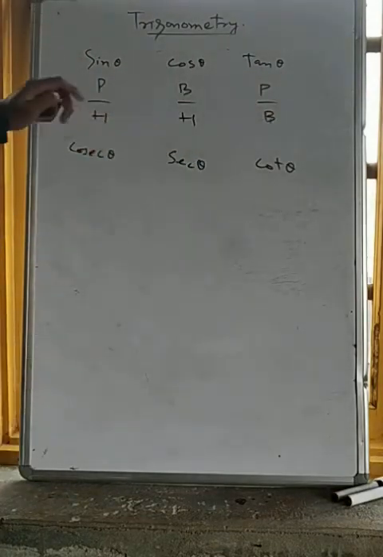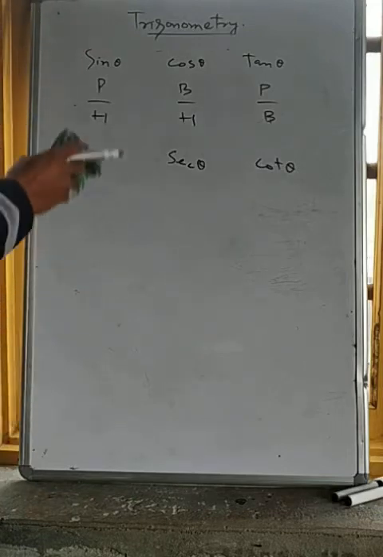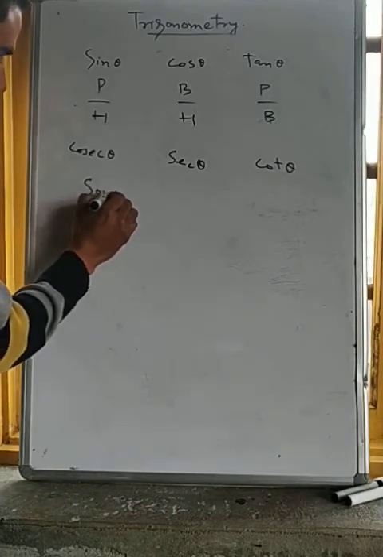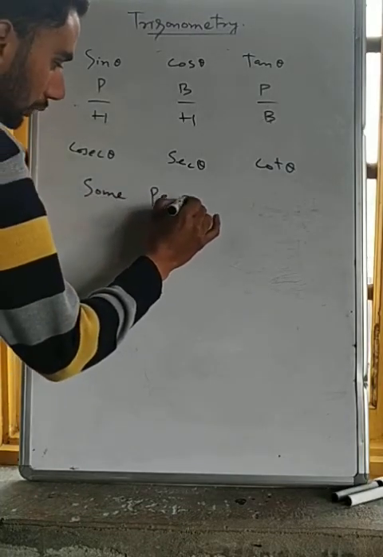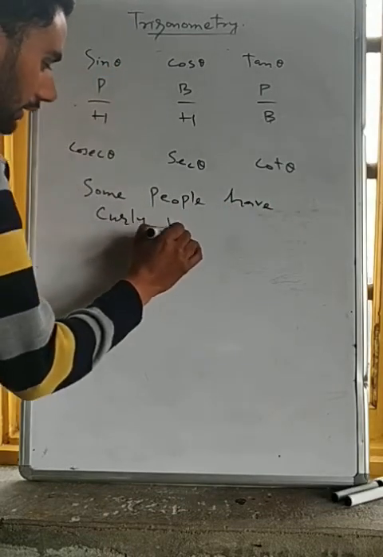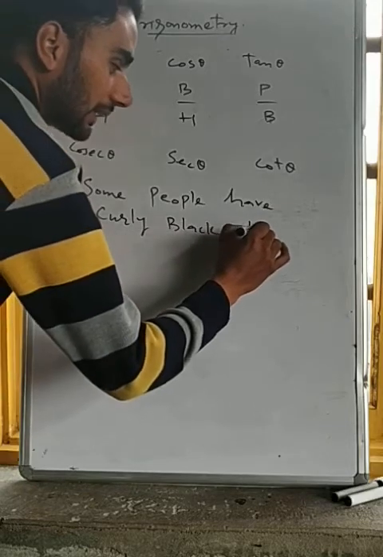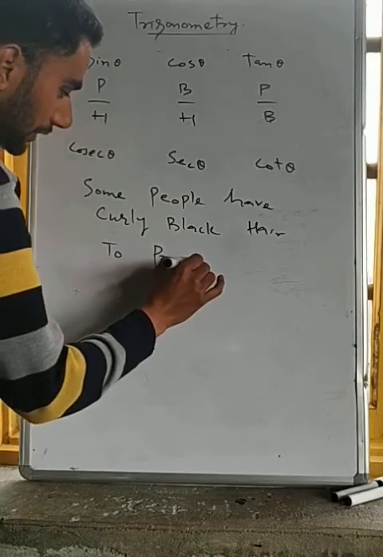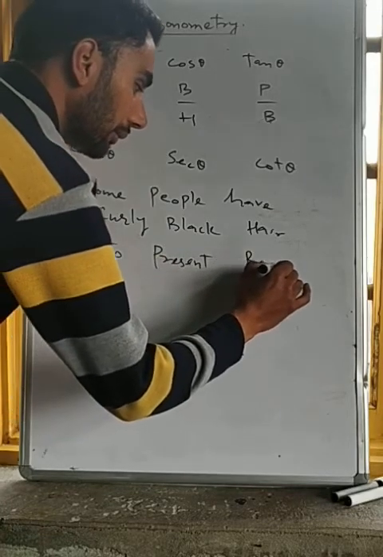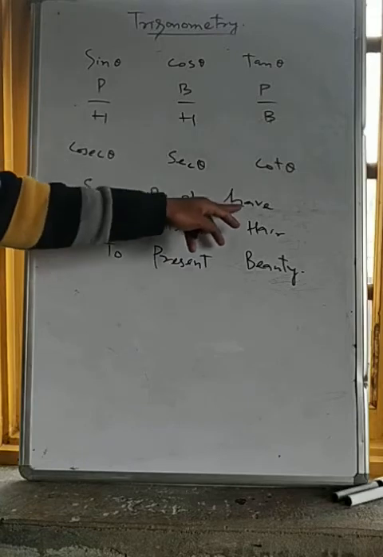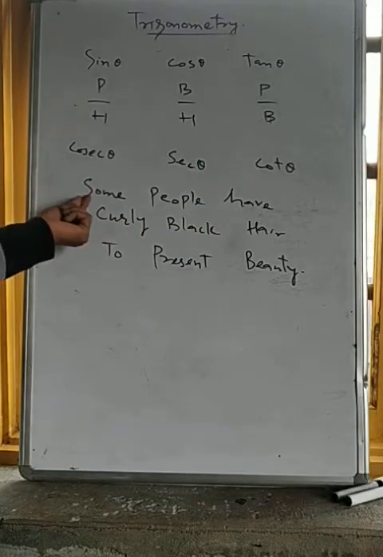To memorize this, we have been given a sentence which is: Some people have curly black hair to present beauty. Some stands for sine, people stands for perpendicular, have stands for hypotenuse, which means sine theta is equal to perpendicular divided by hypotenuse.